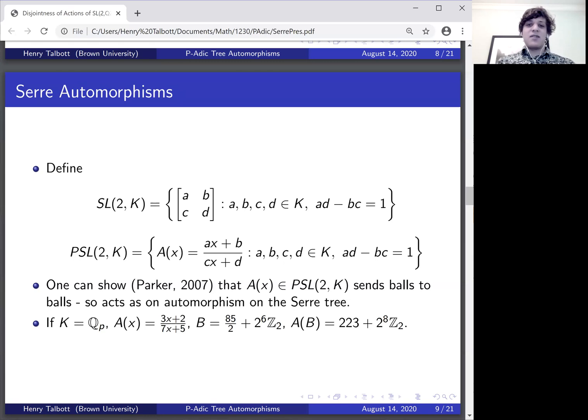We can think either about p-adic or Laurent group actions. This is an example in the p-adic case with p equals 2, and A of x equals (3x plus 2) over (7x plus 5), and B is this ball, 5/2 plus 2^6 Z_2. Then A of this ball will be 223 plus 2^8 Z_2.